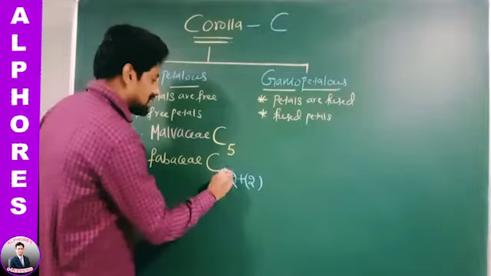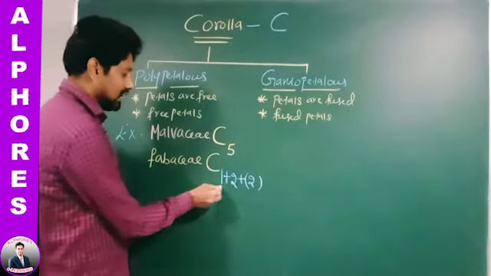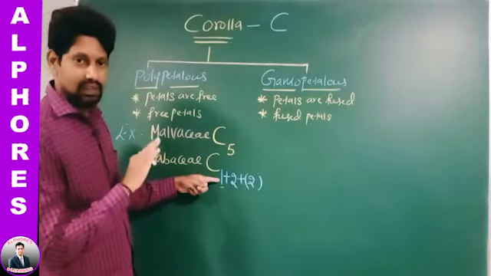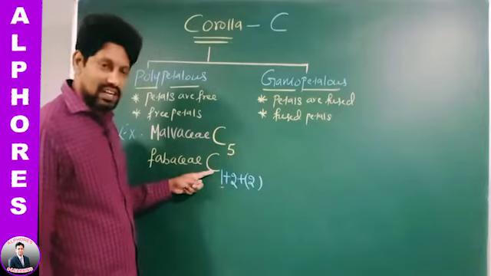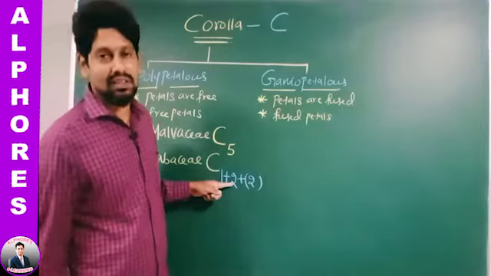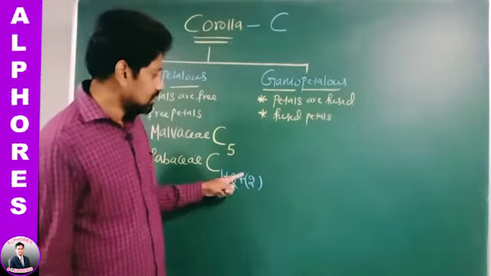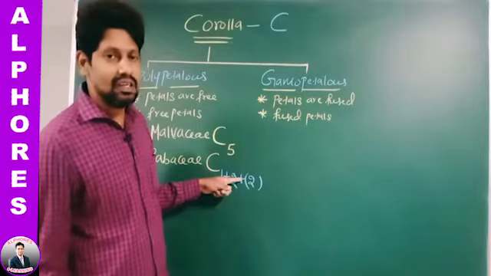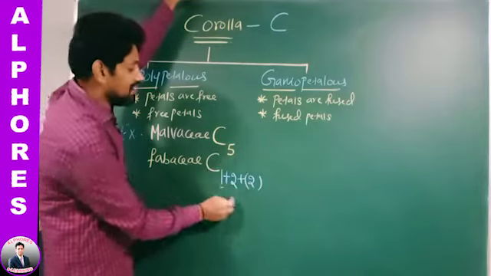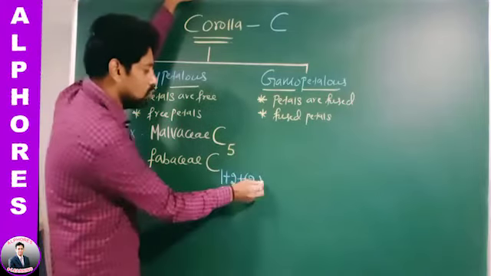These five petals are arranged in 1+2+2 condition. This is one type of petal, the standard petal. We will learn about these types of petals in detail later in this chapter. These two petals are one type, called wing petals. These two are another type, called keel petals, K-E-E-L. Therefore, 1+2+2, five petals are present: one standard petal, two wing petals, and two keel petals. These two keel petals are partially fused.